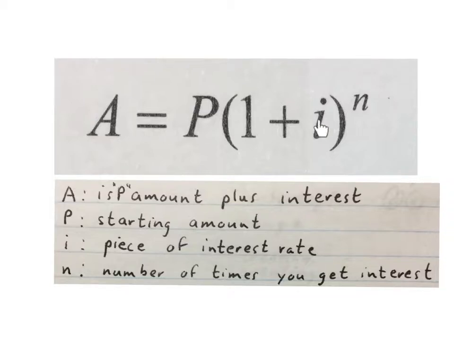This is the formula that we use for compound increase. This is not a formal definition, just something I wrote. A is the P amount plus the interest. The P over there is the starting amount. I is a piece of the interest rate. N is the number of times you get interest.